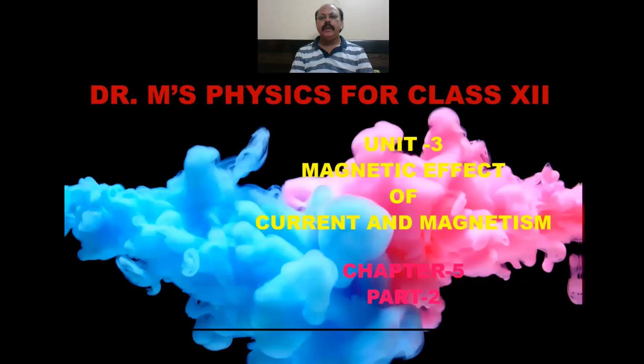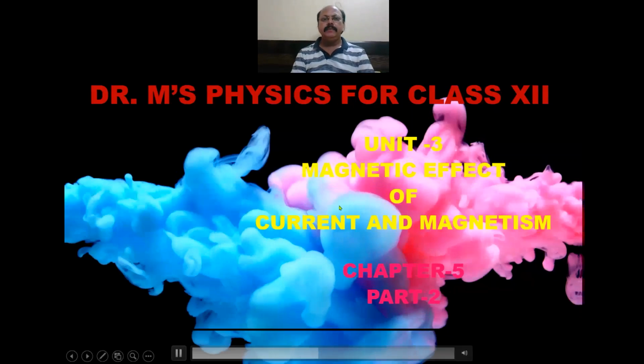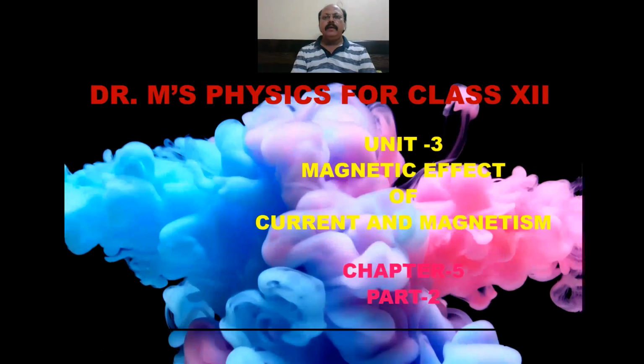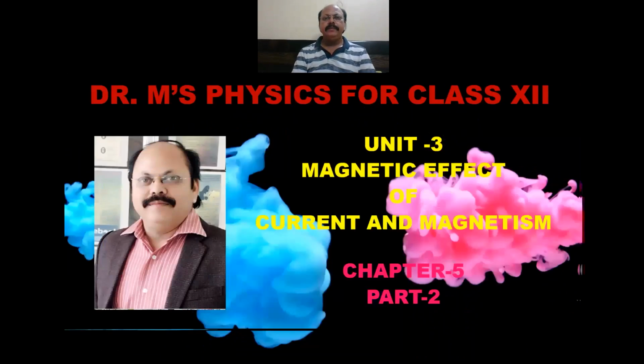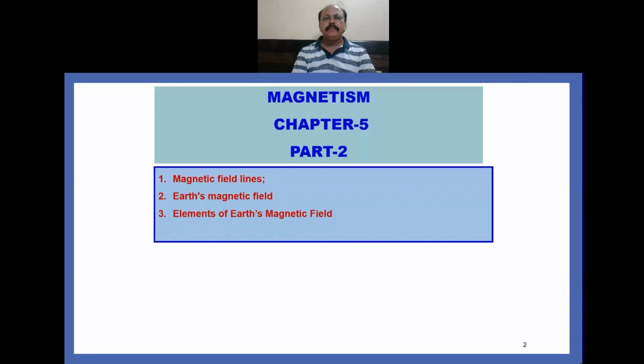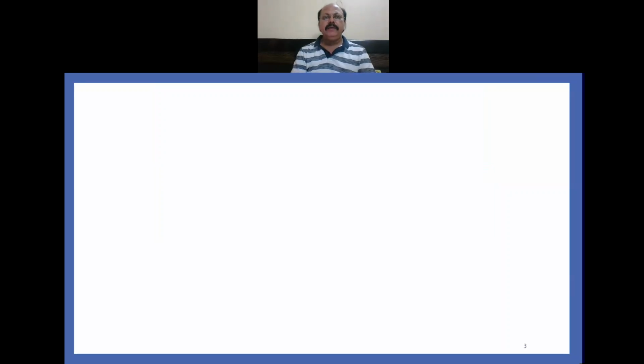Dear students, today's topic of my lecture is magnetism part 2. So, what you have to learn in this part that you can see here: magnetic field lines, then Earth's magnetic field, and at last, elements of Earth's magnetic field. So, one by one, I explain. The first one is magnetic field lines.